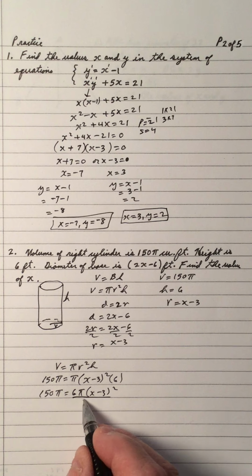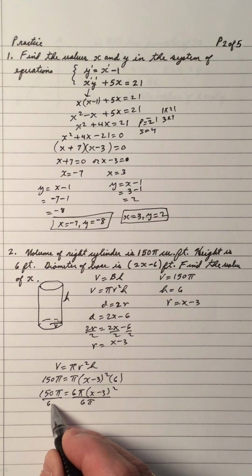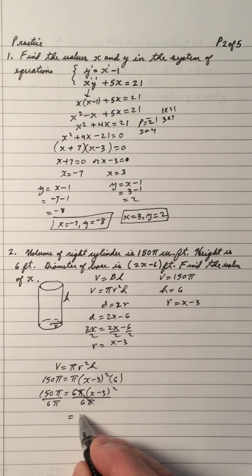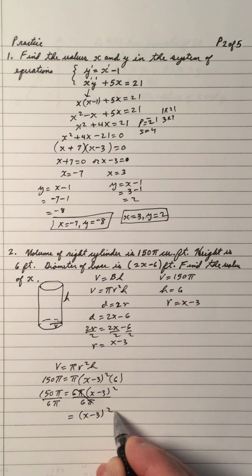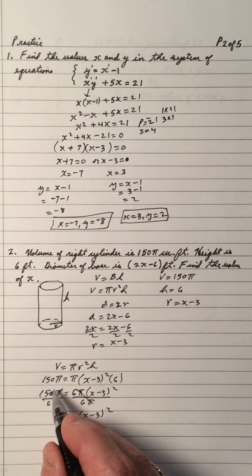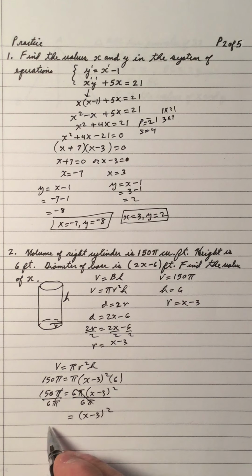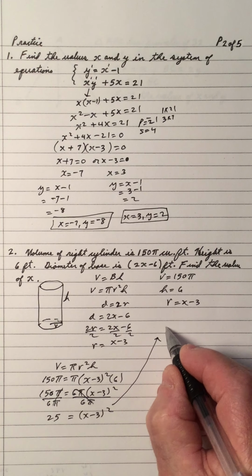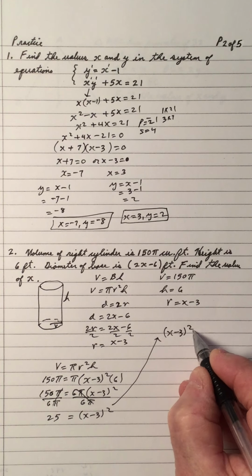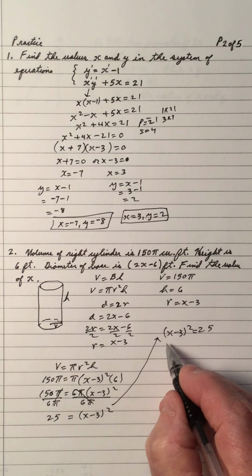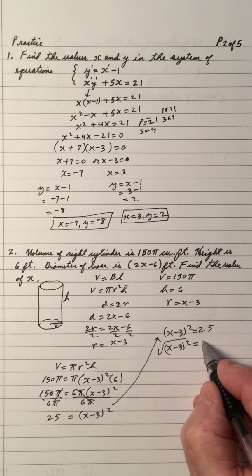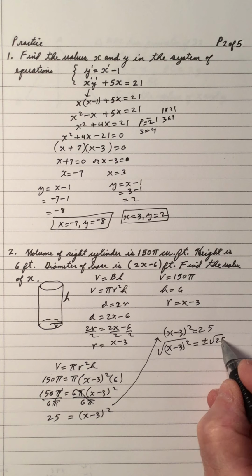And if I divide both sides by 6 pi, the 6 pi's cancel, so I get x minus 3 squared. The pi's cancel, and 150 divided by 6 is 25. So let's go up here and look at that equation further. We got x minus 3 squared equals 25. So let's do the square root of each side, and when I do, I get plus or minus the root of 25.